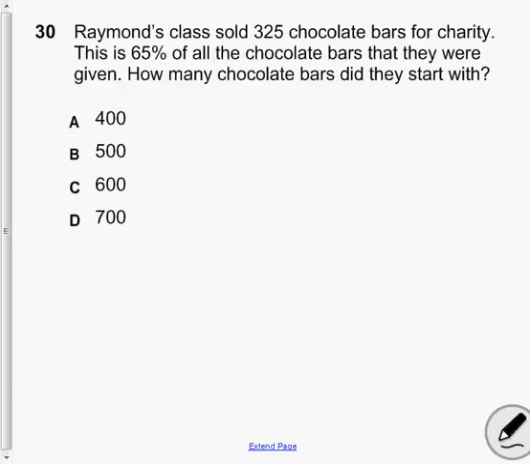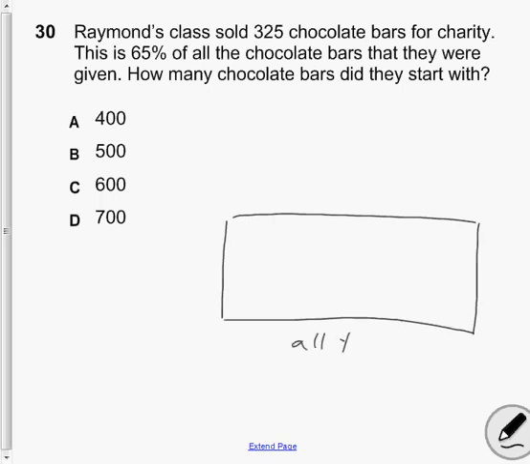Question 30. Raymond's class sold 325 chocolate bars for charity. This is 65% of all the chocolate bars that they were given. So here is all the chocolate bars they were given, all the chocolate bars, and he sold 65%, which ended up being 325 bars.